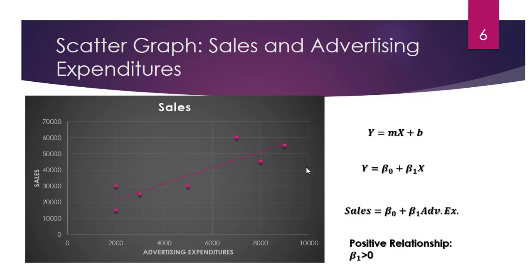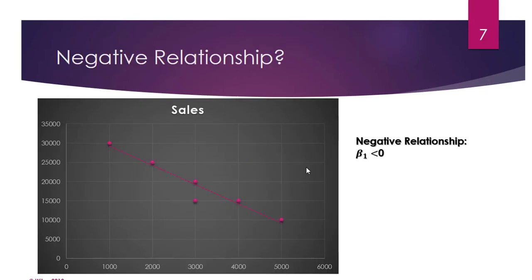We can see this by observing beta 1, the slope of the regression line. If beta 1 is positive, then there is a positive relationship between sales and advertising expenditures. The more money spent on advertising, the higher the sales. Now, what happens if there is a negative relationship between sales and advertising expenditures?